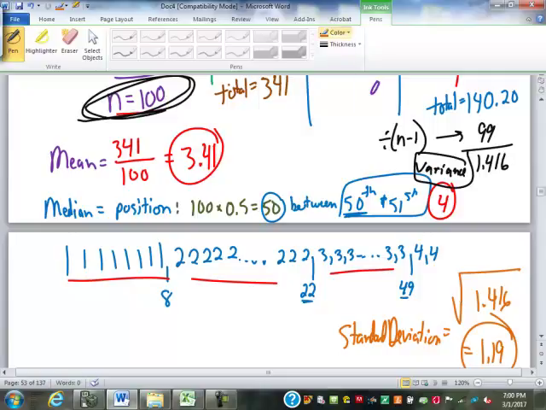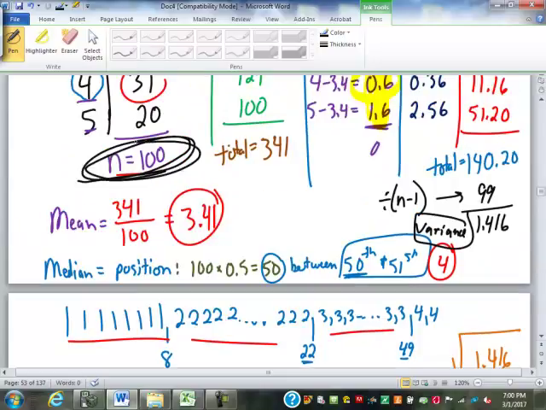Alright, repeat real quickly how we got our variation. What minus 1? What was n? N is the number of items in the list. The total frequency is 100, so there are 100 items in the list. So n is 100, and 100 minus 1 gives us 99.